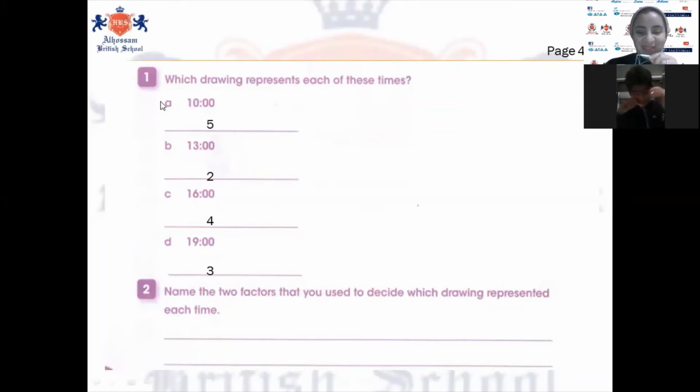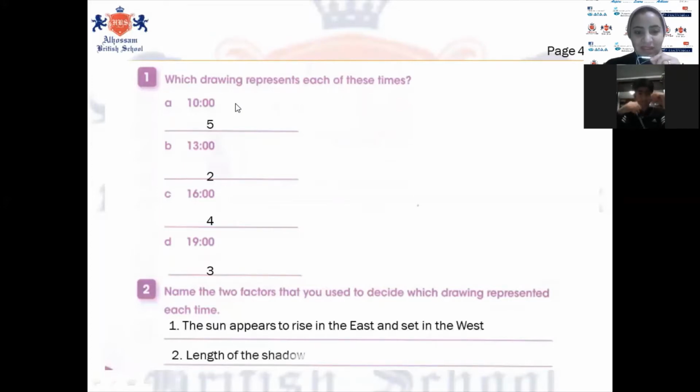Okay, excellent. The sun appears in the east and sets in the west. This is the position of the sun and the length of the shadow. Excellent. Okay, write the answer, please.